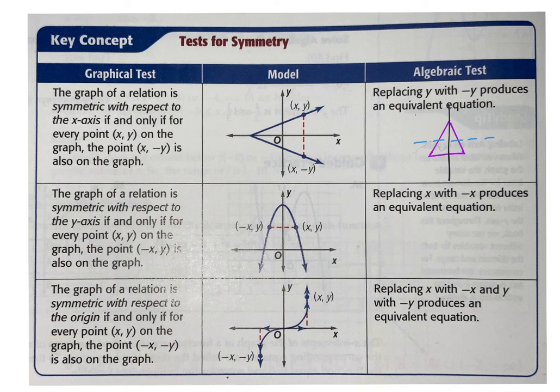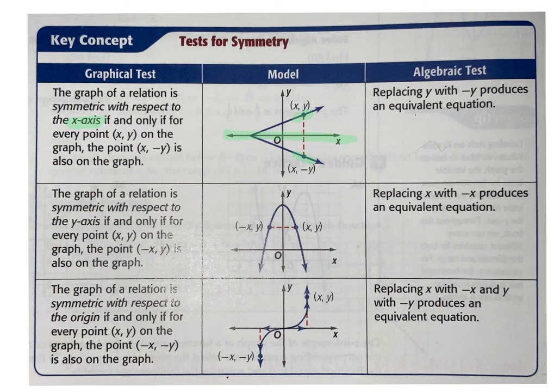They give you 3 different types of symmetry here. The first thing is it can be symmetric to the x-axis. It is symmetric to the x-axis if every x, y gives you an x, negative y. All right? So if you have an x, y up here, then you have an x, negative y. Now this one's not a function, it's a relation because it doesn't pass the vertical line test, but it is symmetric to the x-axis.